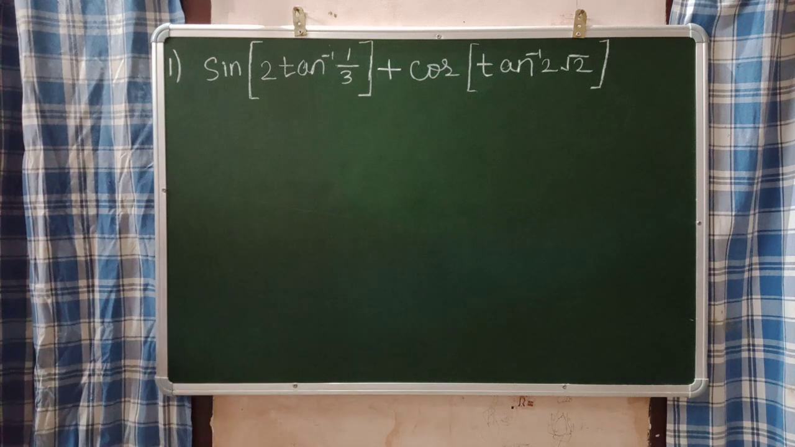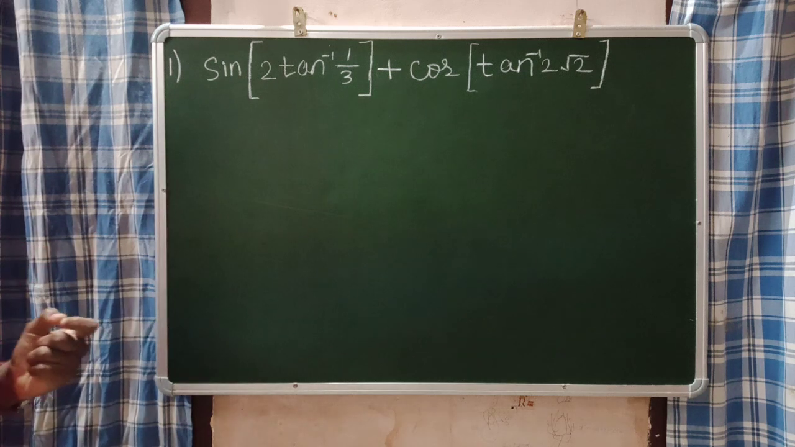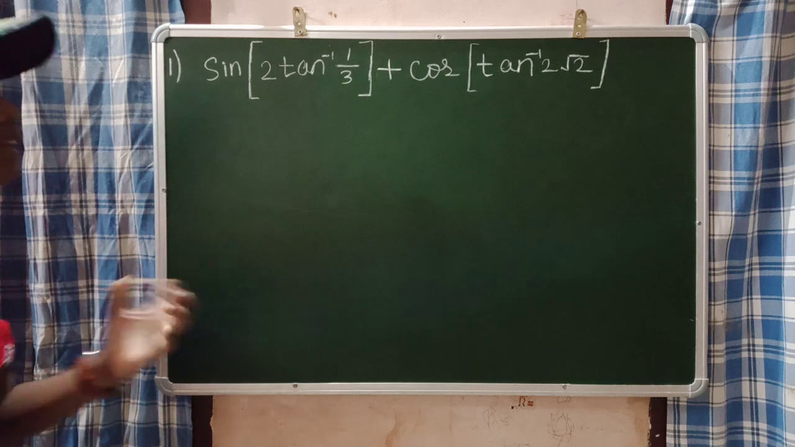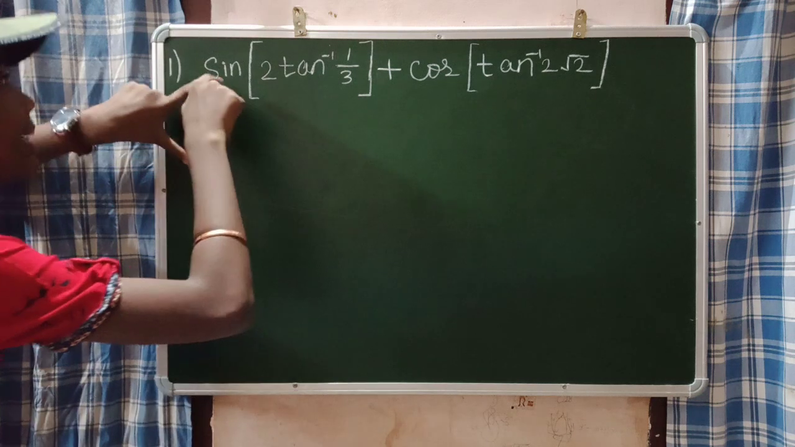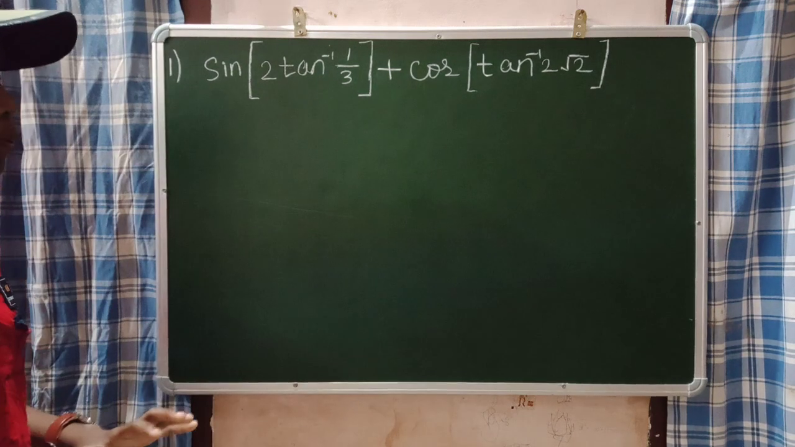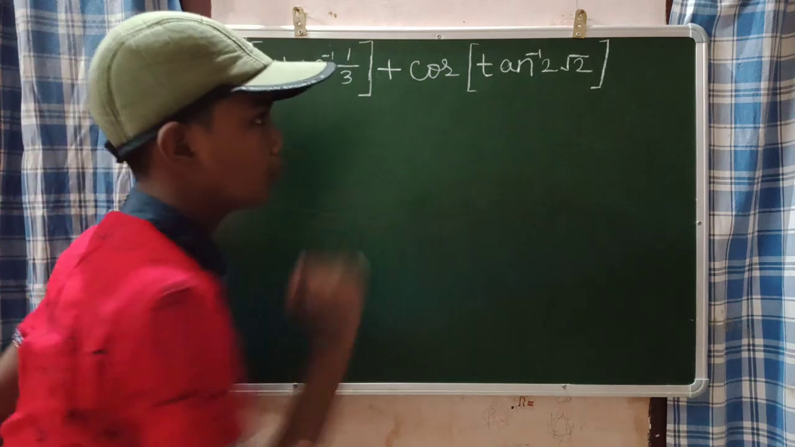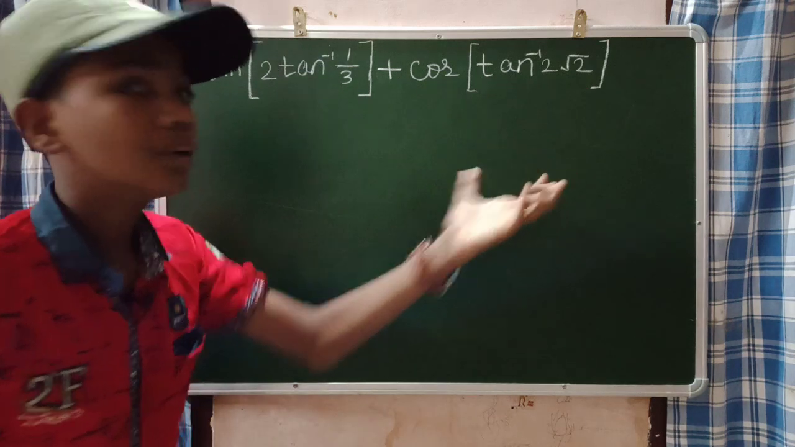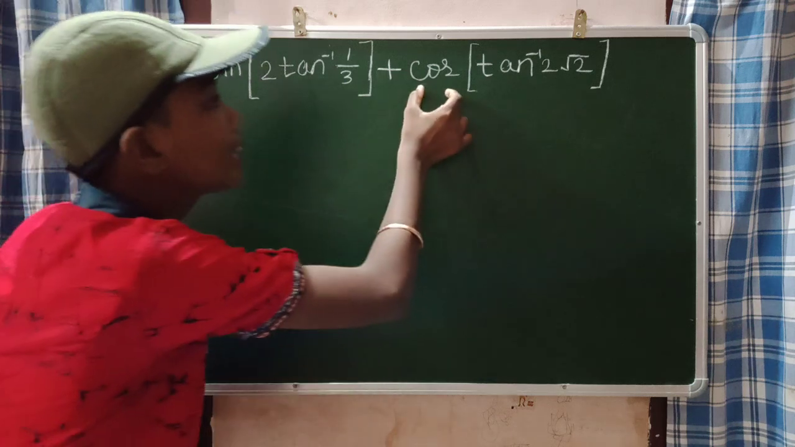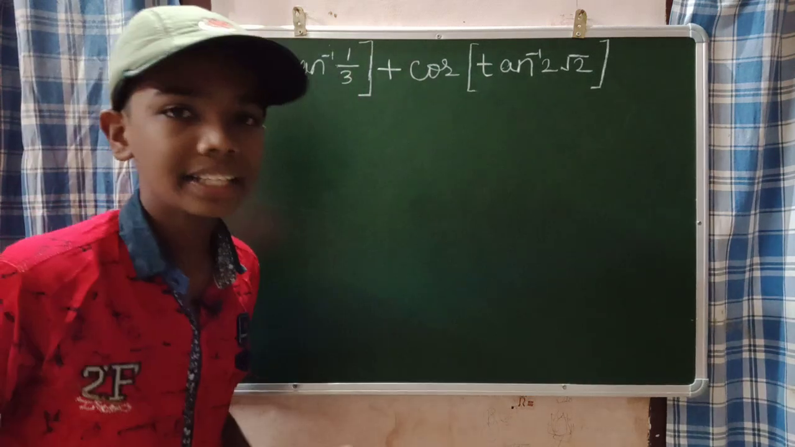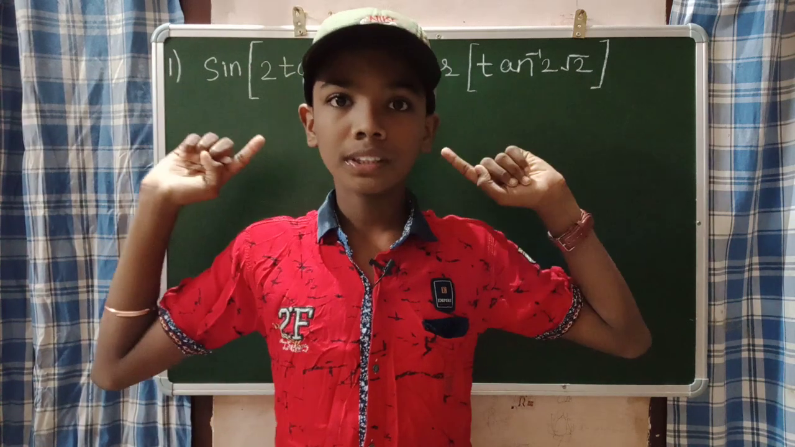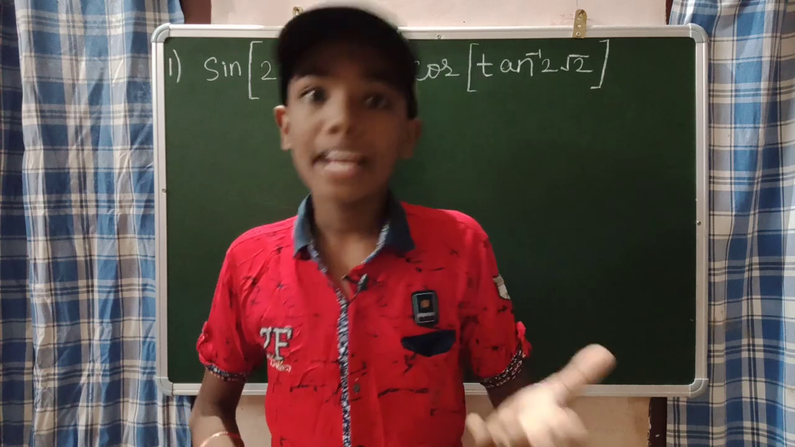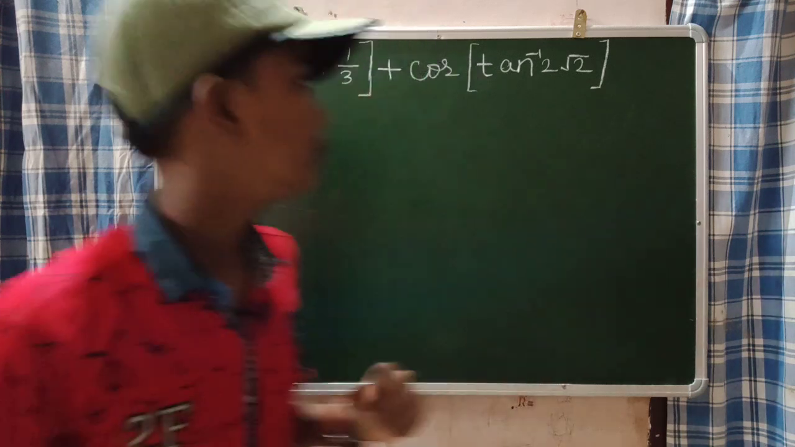So guys, listen carefully, how you are going to solve this question is, we are having 2 tan inverse of 1 by 3, right? So we are going to write 2 tan inverse of 1 by 3 in terms of sine inverse, then I would cancel this sine and sine inverse, then I would get a value. Then here, we are having tan inverse of 2 root 2. I am going to convert this tan inverse of 2 root 2 in terms of cos inverse, then I would cancel this cos and cos inverse, then I would get the value. After doing all those things, I would sum up both values, then I would easily get the answer. So that's what I'm going to do.